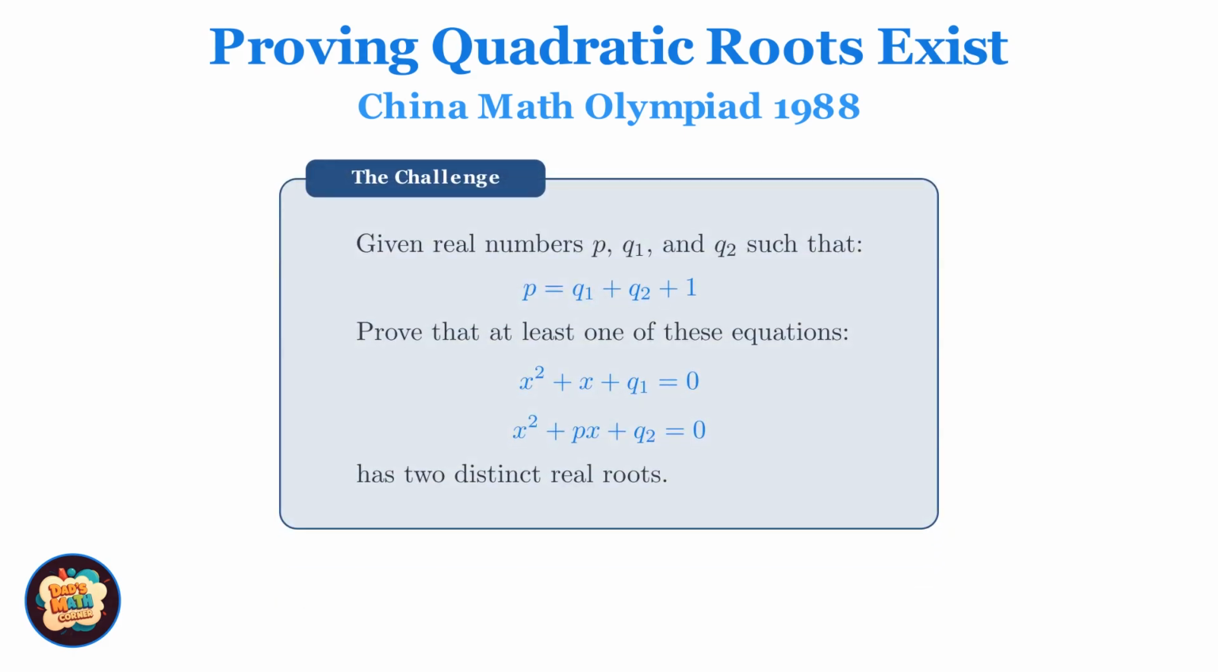Here is the problem. We are given a relationship between three real numbers, p equals q1 plus q2 plus 1. Using this single clue, we need to prove that at least one of these two quadratic equations has two distinct real roots.